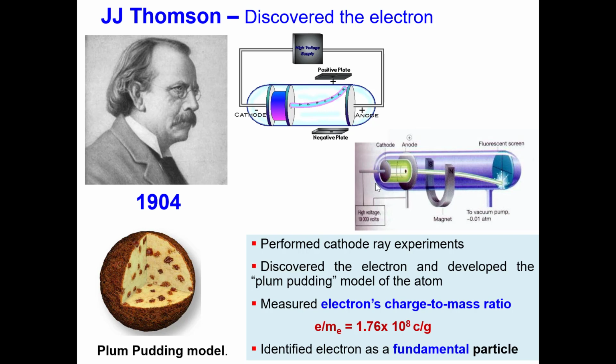Then he took some measurements of the voltage, the magnetic and electric forces, and he was able to combine these results. He was able to calculate the charge to mass ratio of the electron. He obtained this value: the charge of the electron divided by the mass of the electron equals 1.76 × 10^8 coulomb per gram. He was not able to calculate these values separately, but he was able to calculate the ratio.